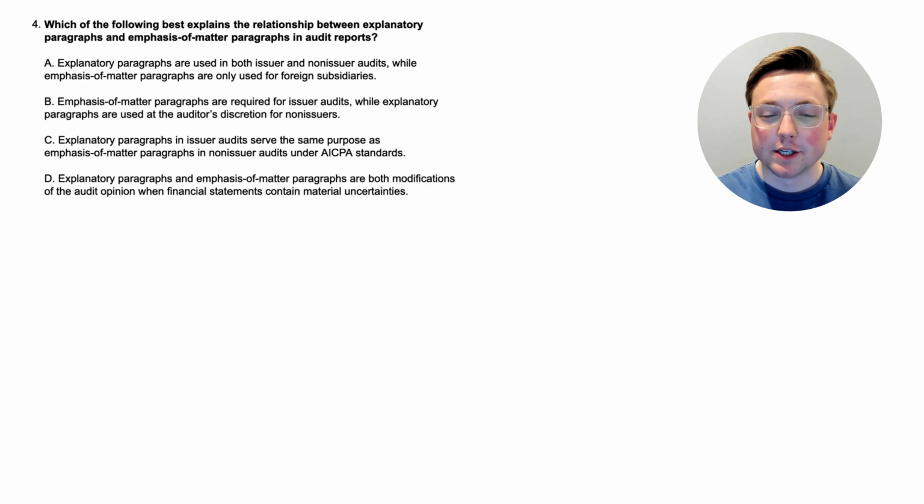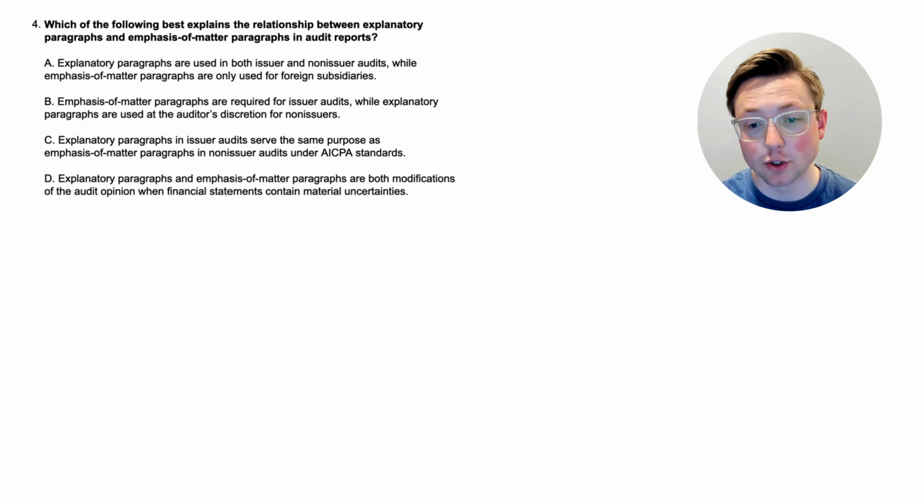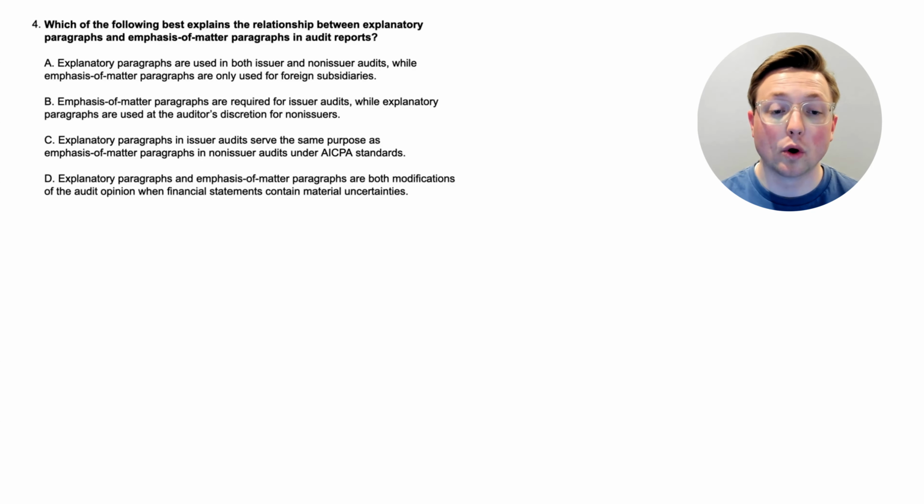All right, here we are at question 4. Which of the following best explains the relationship between explanatory paragraphs and emphasis of matter paragraphs in audit reports? Okay, let's go through this. Option A. Explanatory paragraphs are used in both issuer and non-issuer audits, while emphasis of matter paragraphs are only used for foreign subsidiaries. Option B. Emphasis of matter paragraphs are required for issuer audits, while explanatory paragraphs are used at the auditor's discretion for non-issuers. Option C. Explanatory paragraphs in issuer audits serve the same purpose as emphasis of matter paragraphs in non-issuer audits under AUD CPA standards. Or option D.